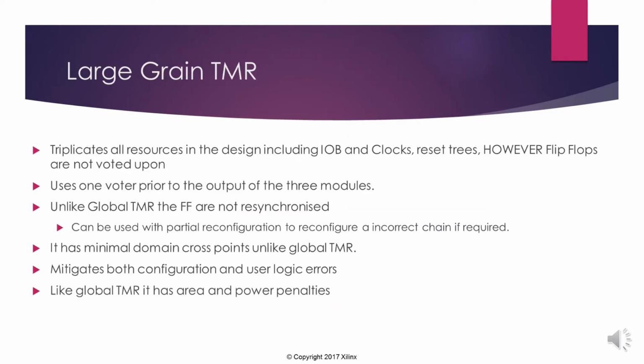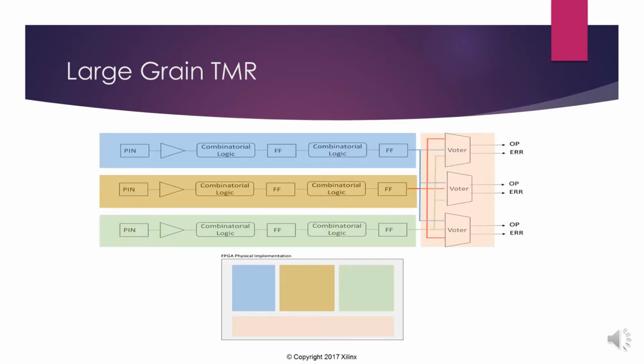Now large grain TMR is very similar to global TMR, only we throw away the synchronization of registers between elements, and we just do it once at the end. So it still comes with the same power and performance capability hit on the devices, but it's a little bit simpler to implement. You can see there, you just have the three streams and the final voters, and this is what the FPGA implementation looks like in the end, with the final row of voting.